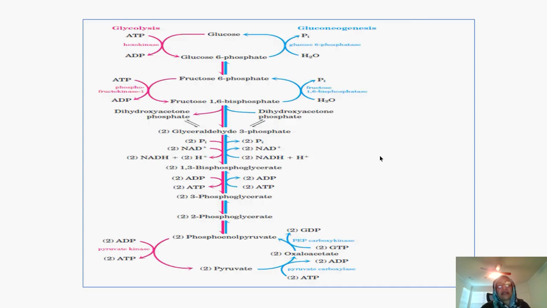Okay, so a couple of things that we would like to mention here. For example, somebody could ask me, why do we go from fructose 1,6-bisphosphate to fructose 6-phosphate, or why do we go from fructose 6-phosphate to fructose 1,6-bisphosphate in the same cell? Because those 2 reactions could happen in the same cell. What will be the driving force that we are going this way or that way?